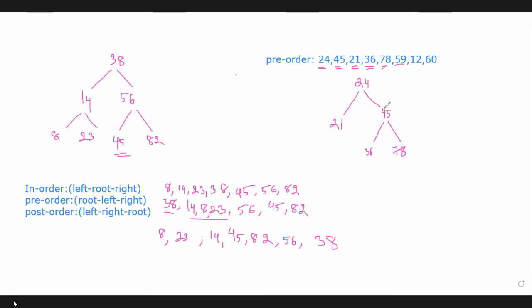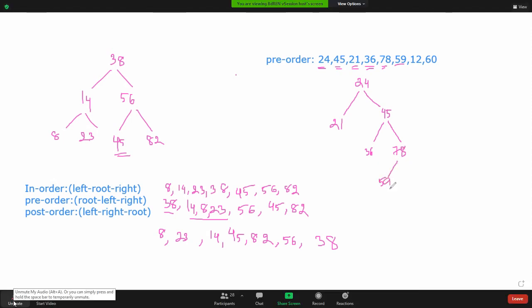So again compare it with 45. 59 is greater than 45. So we have to add it in the right subtree. So in the right subtree there is a node 78. So again compare that node with 78. 59 is smaller than 78. So this is the left child of 78.